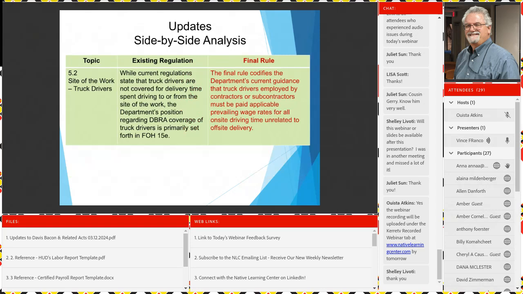Truck drivers must be paid applicable prevailing wage for all on-site drive time. This might be one that has some impact. I do not know how it affects any of you, but this is 5.2 on site of work, specifically truck drivers. A change here: the final rule codifies the department's current guidance that truck drivers employed by contractors and subs must be paid applicable prevailing wage rates for all on-site driving time, unrelated to off-site delivery. Okay, so that's different. You can do a deeper dive on 5.2 if you want to learn a little bit more about that. Again, this is an abbreviated or abridged version of the final rule.